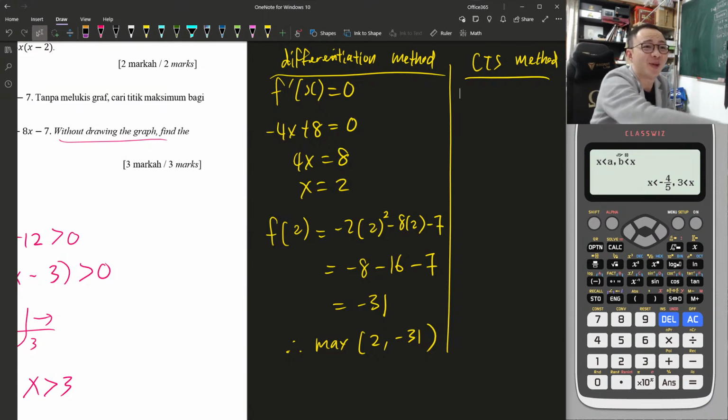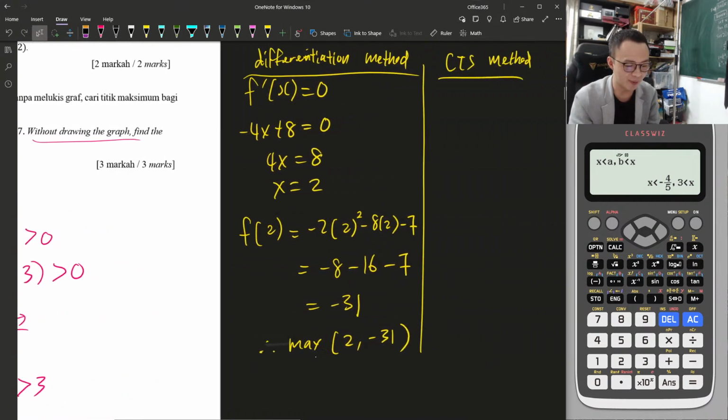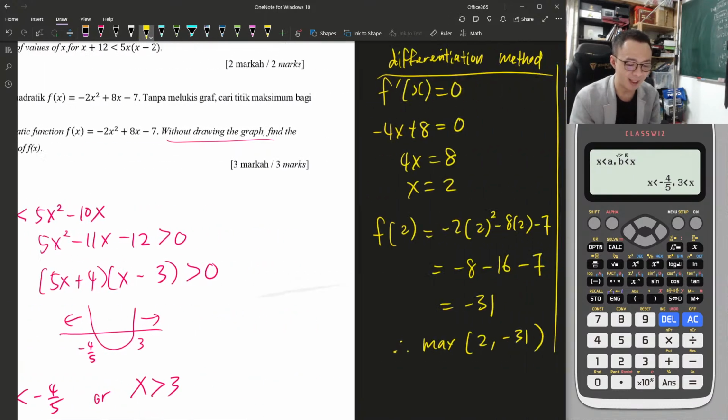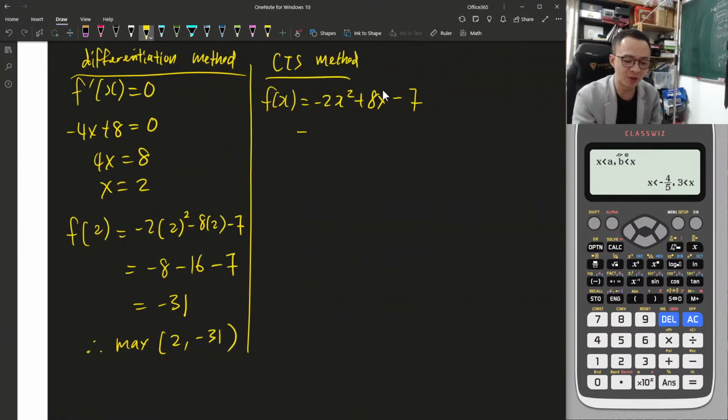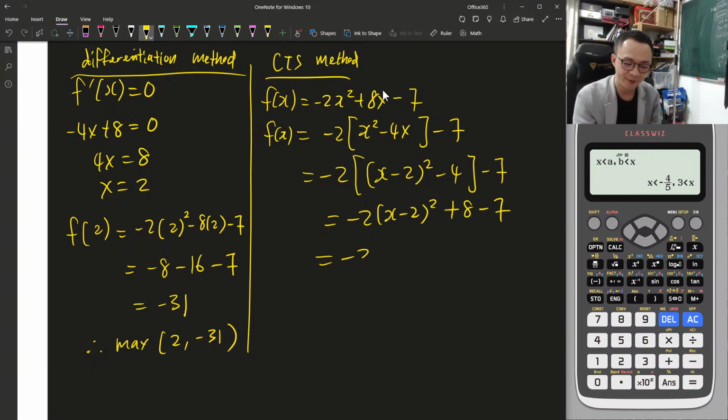Okay, so right now we want to do what? The completing a square method. So for completing a square, we just copy the equation first. f(x) equals negative 2x squared plus 8x, and then minus 7. If I do the completing a square for this one, I will take out the negative 2. Then this one should be x squared minus 4x, minus 7. If I expand it, this one should be (x minus 2) squared minus 4, minus 7. So this one should be like this, plus 8 minus 7. Done.